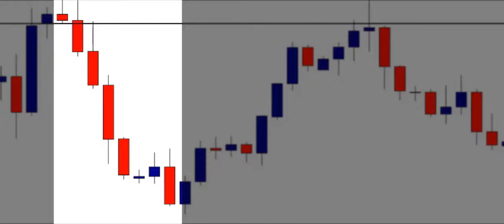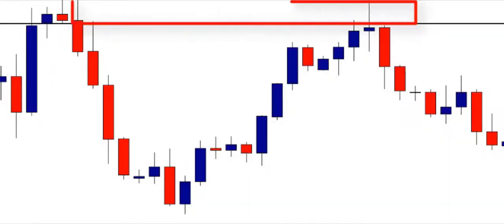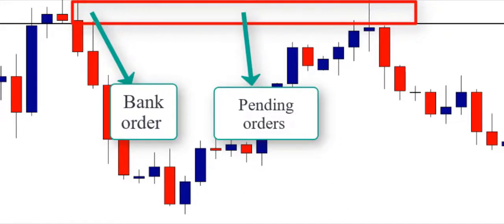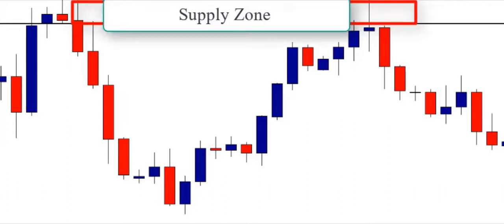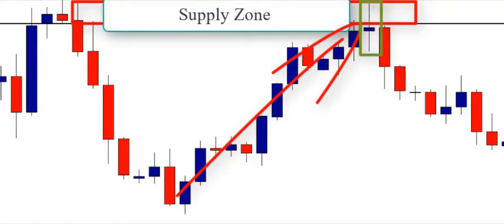And as we know, this bank is not able to get the entire trade placed into the market. So it will leave pending orders here. This strong move is a reference point for other banks. When the market returns to test this area, they will enter the market as well. And as a price action trader, your mission is to identify the supply zone. As you can see, when the market returned to test this area, buyers were clearly rejected, and we had a good price action signal that confirmed our entry.